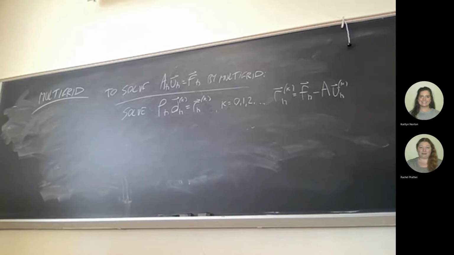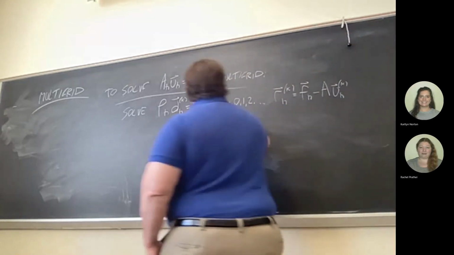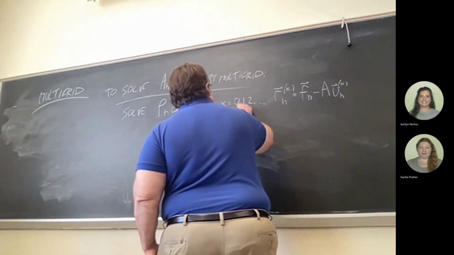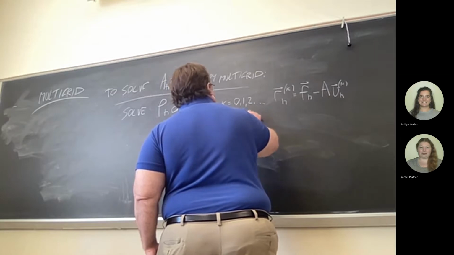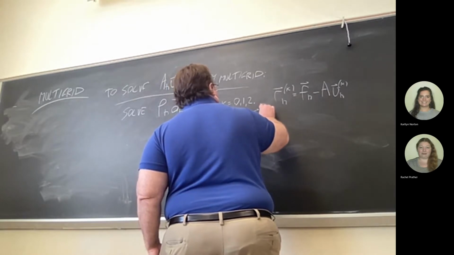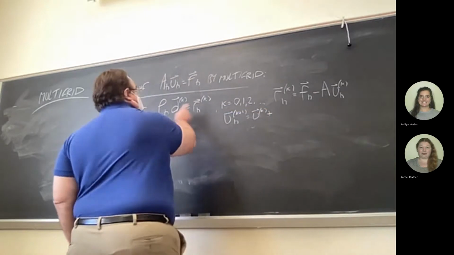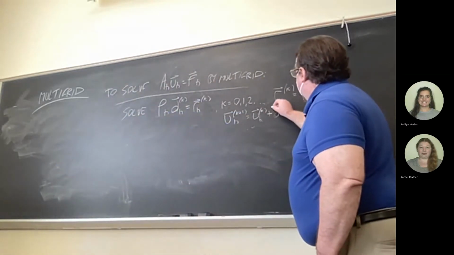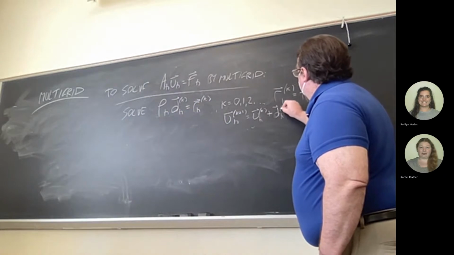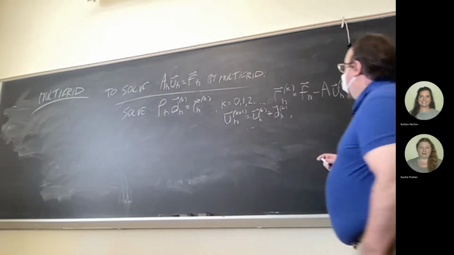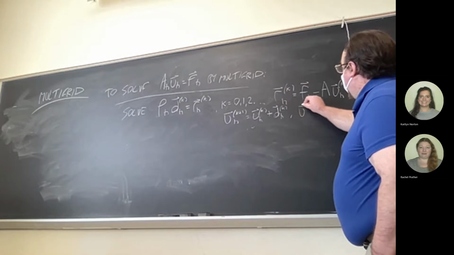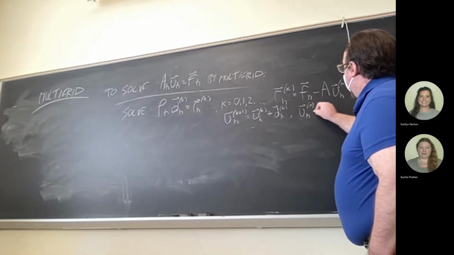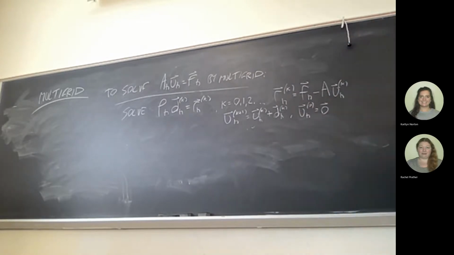And we have each new u equal to the previous one plus the solution of this preconditioned system. And this is just how the iterative method works. And then the initial iterate, we can just use 0.